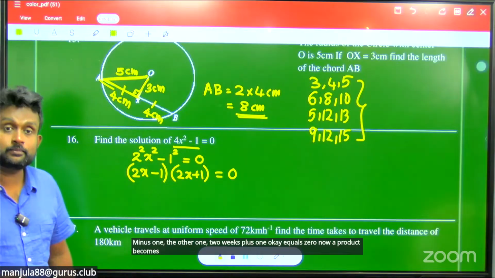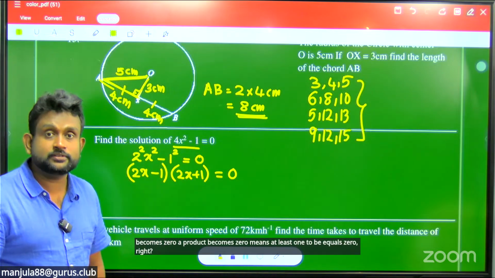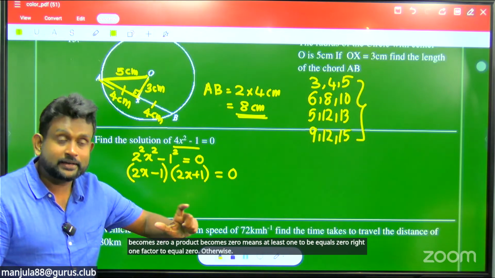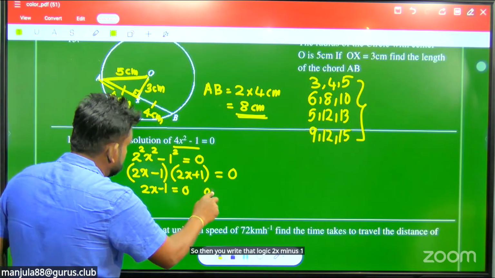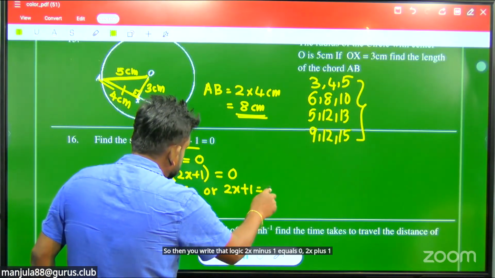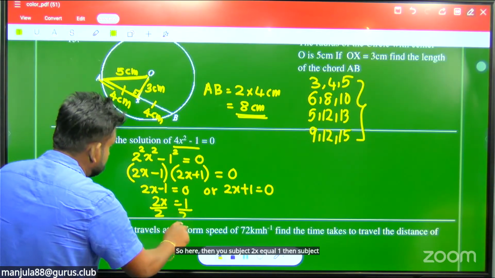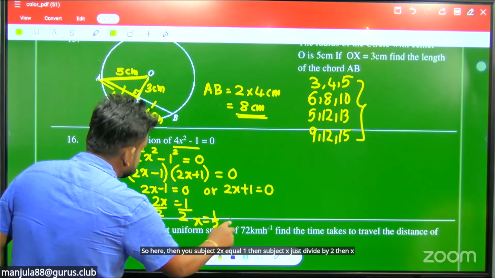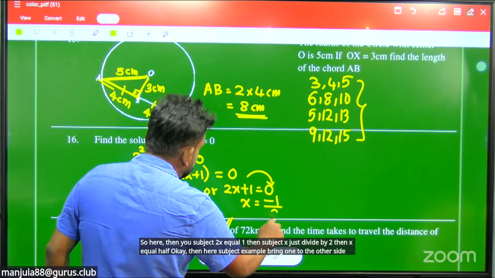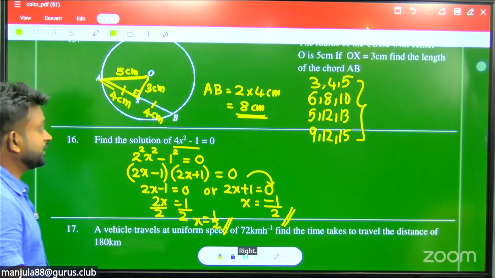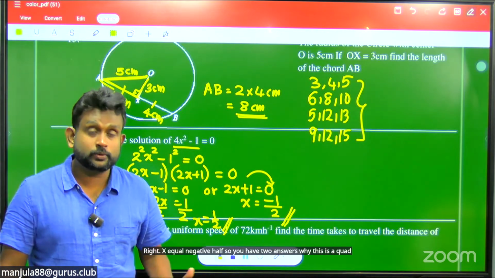Now a product becomes 0, which means at least one factor has to equal 0, right? Otherwise, they cannot make the product 0. So you write that logic: 2x minus 1 equals 0 or 2x plus 1 equals 0. So 2x equals 1, then divide by 2, x equals half. Then 2x equals minus 1, so x equals negative half. So you have two answers. Why? This quadratic has two real solutions.